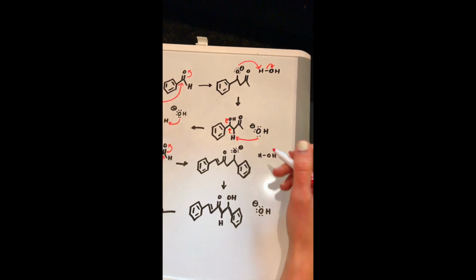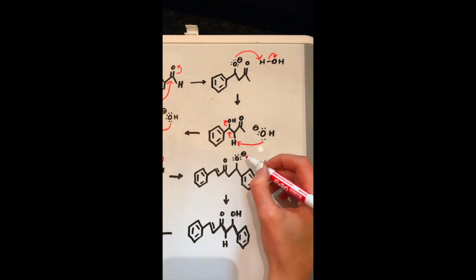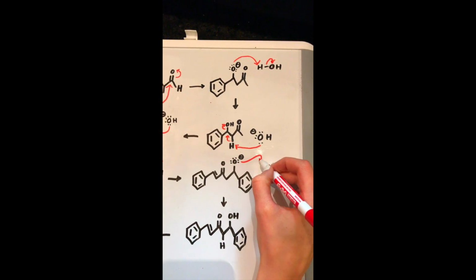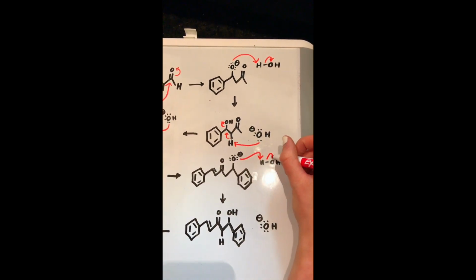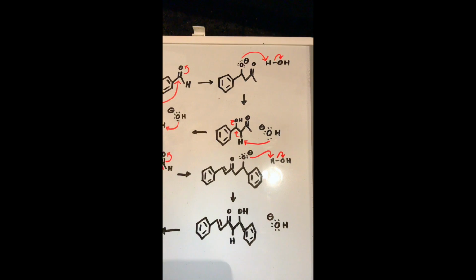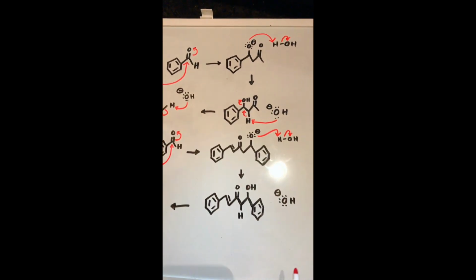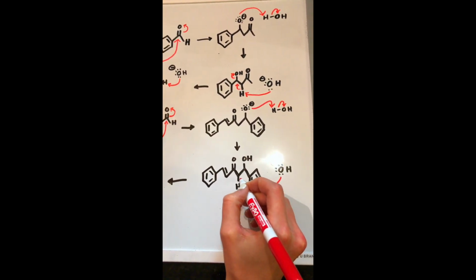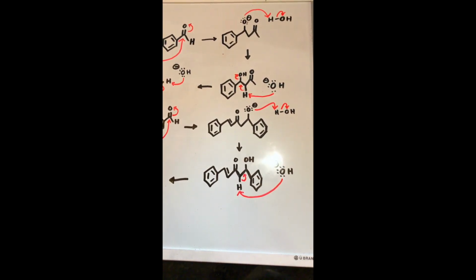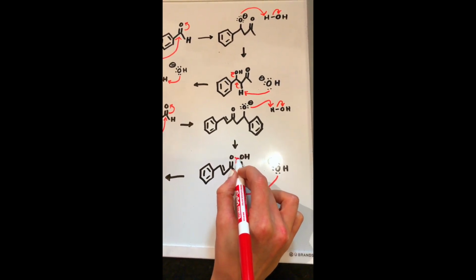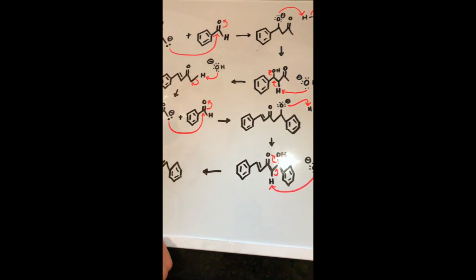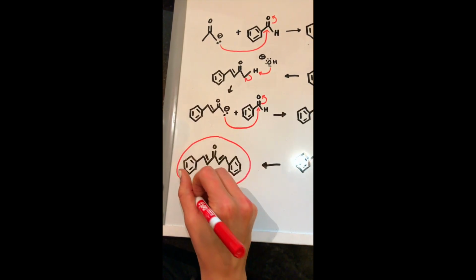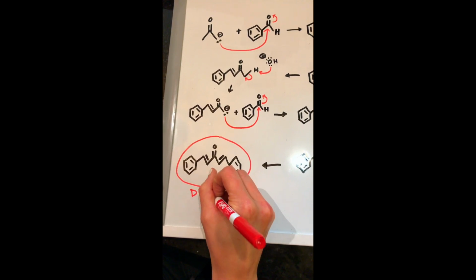And again, the negatively charged oxygen will pick up a hydrogen from the water molecule, giving us another hydroxide ion. This hydroxide ion can then again attack the acidic hydrogen, forming a double bond and again allowing the hydroxyl group to leave. This will give us dibenzylacetone, which is our desired product in this experiment.